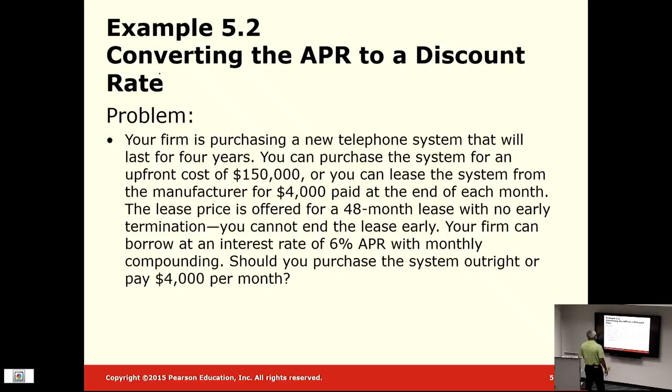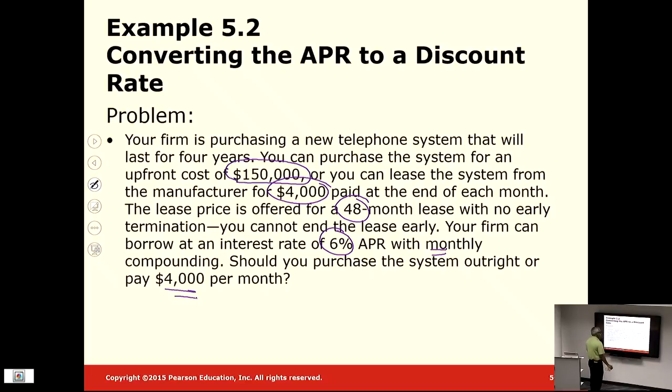Okay, so here is a problem. You can purchase a system for an upfront cost of $150,000, or you can lease the system at $4,000 paid at the end of each month on a 48-month lease. Your firm can borrow at an interest rate of 6% with monthly compounding. Should you purchase the system outright or do leasing?